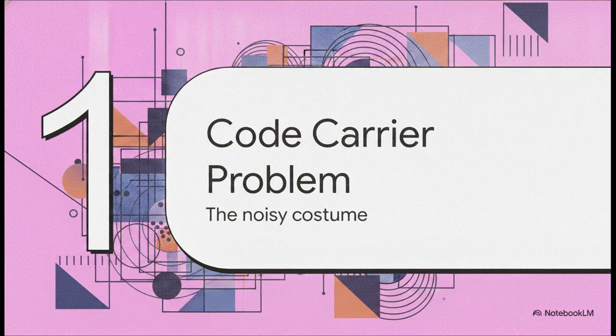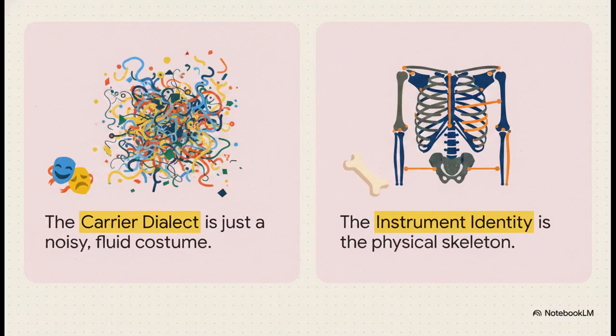The code carrier problem. The absolute core of the issue here is the massive distinction between the carrier dialect and the instrument identity. Think of the source code, the target assembly language, and the execution order as just a fluid performance. It's like a musical score being played at totally different tempos by completely different orchestras with varying stylistic embellishments. That surface performance, that's the carrier ceremony. It's literally just the costume.